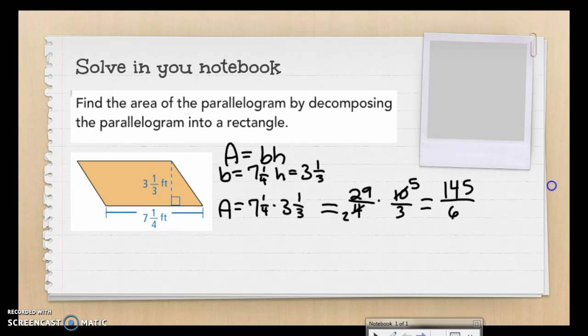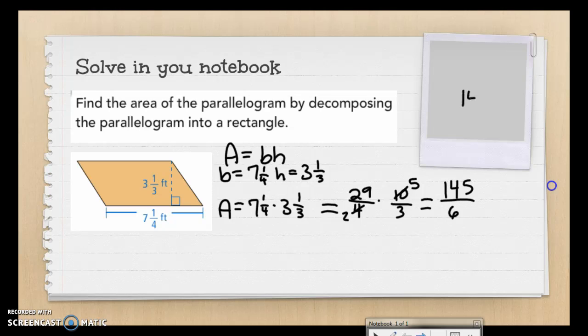Now, if you were to go to Lowe's or somewhere, and you're like, okay, I need 145 sixths feet of wood, they're going to look at you like crazy. They're like, well, I don't know what you're talking about. You've got to turn it into a mixed number to make it a little easier for people to figure out what this guy's talking about.